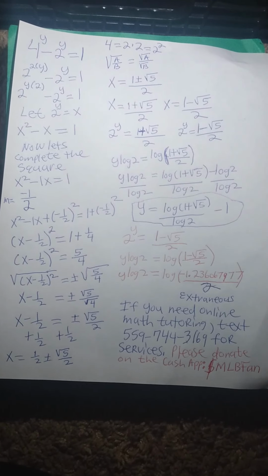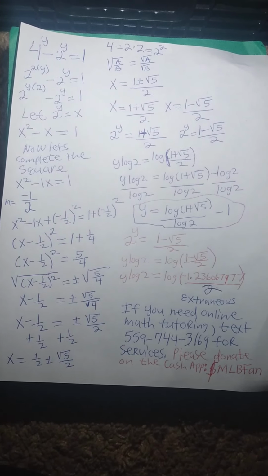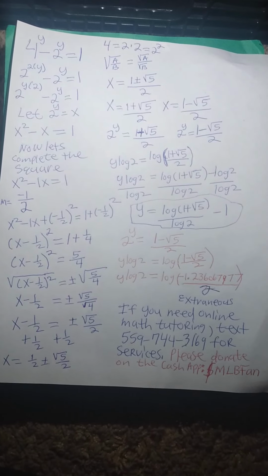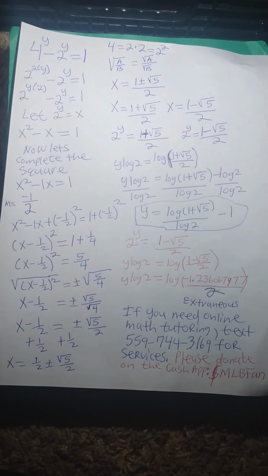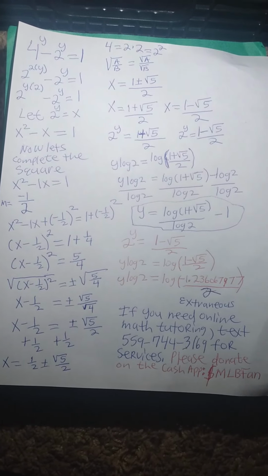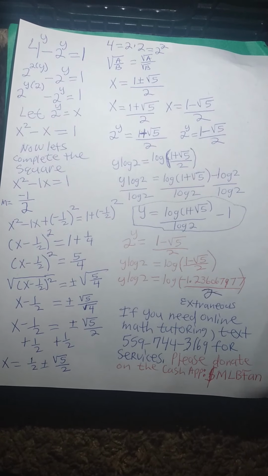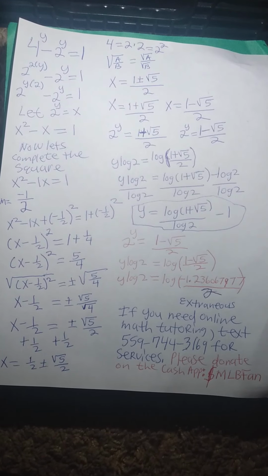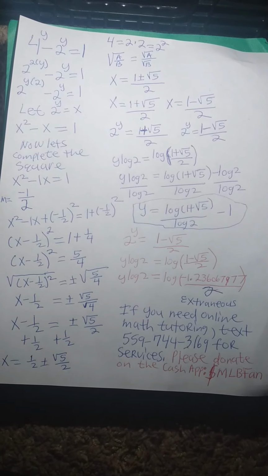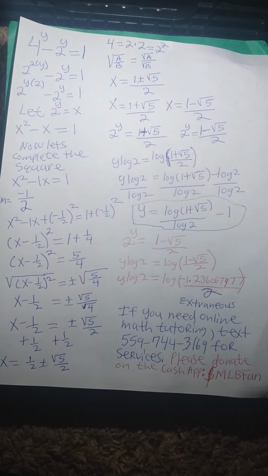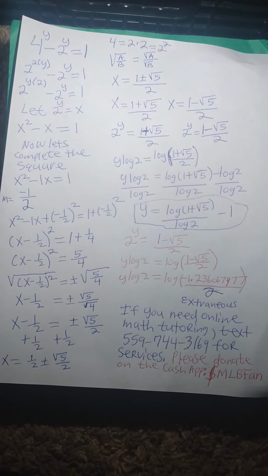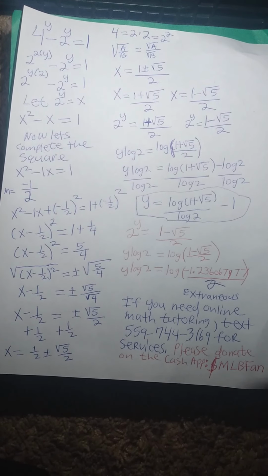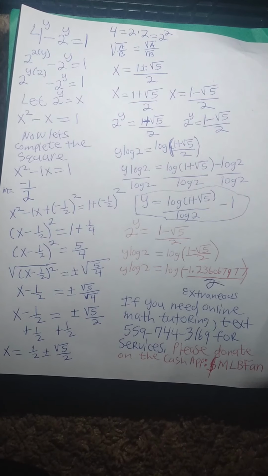Good morning, class. Today we are going to be solving exponential equations. Here we see the function 4 to the power of y minus 2 to the power of y is equal to 1. Now 4 is equal to 2 times 2, which is equal to 2 squared. So we can replace 4 with 2 squared, raised to the power of y, minus 2 to the power of y equals 1.